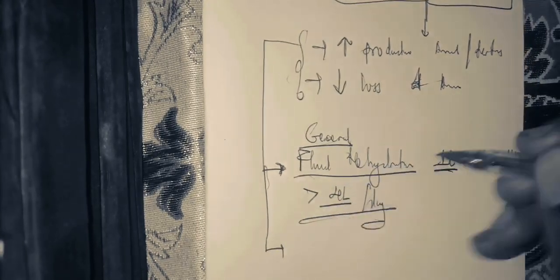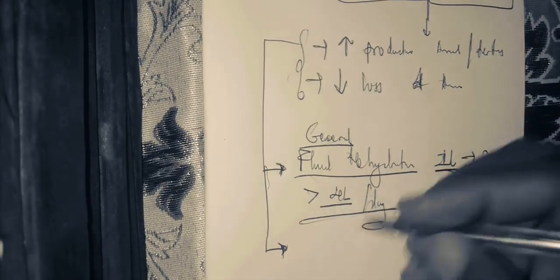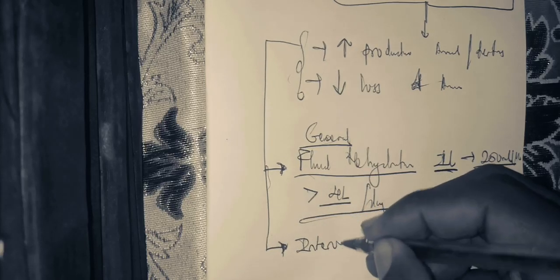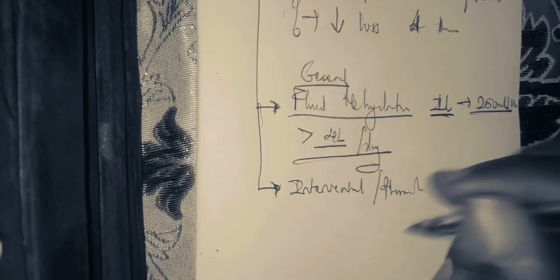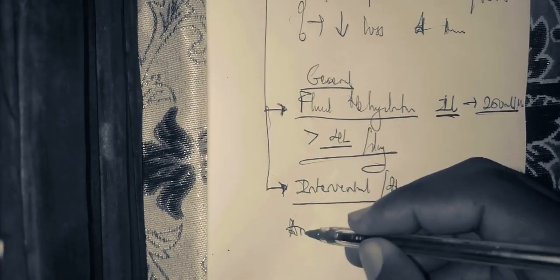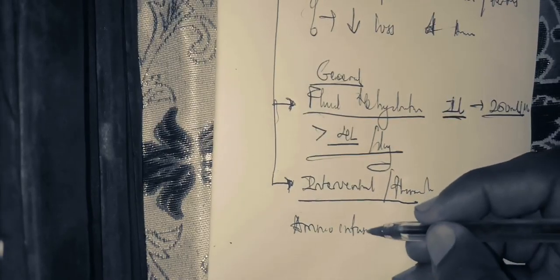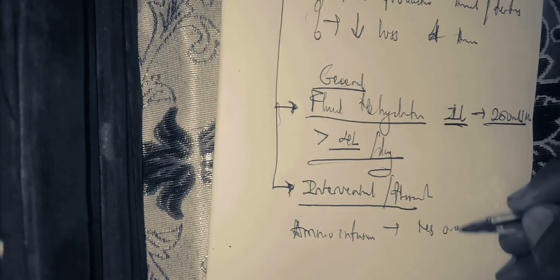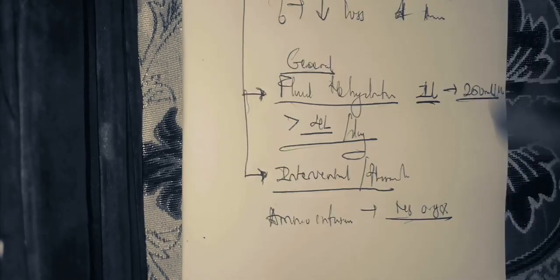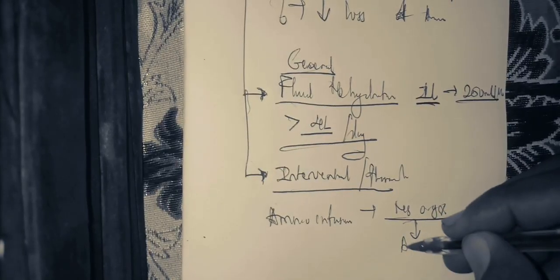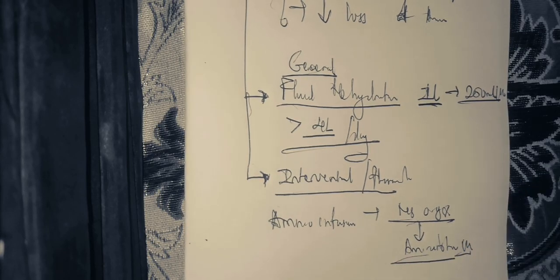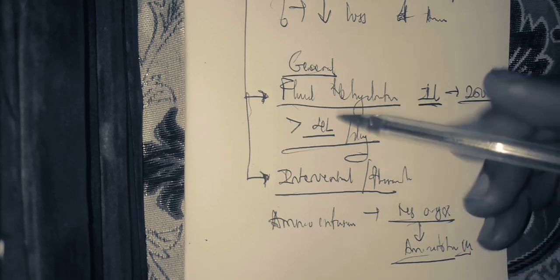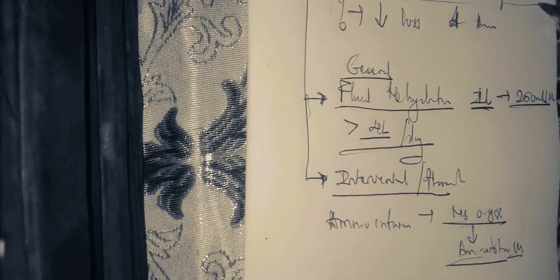Now, the next one after the fluid rehydration, we have also interventional measures. Is it clear? Interventional measures, or you can still say pharmacological measures. In this case, we do an amnio infusion where normal saline 0.9 can be directly infused into the amniotic fluid, such that the child should be perfused with the amniotic fluid. Is it clear? So those are the general measures for increased production of amniotic fluid.